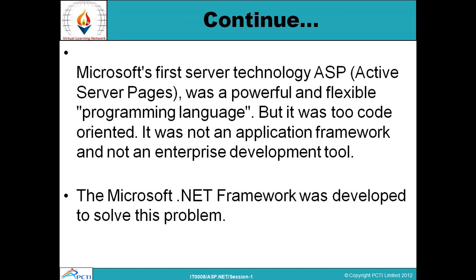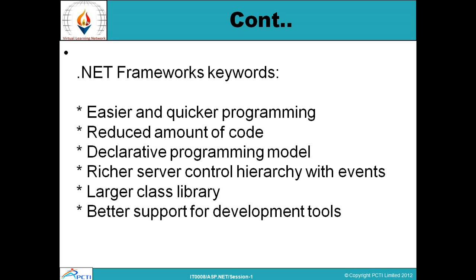Microsoft's first server technology, that is ASP, Active Server Pages, was a powerful and flexible programming language. But it was too code oriented. It was not an application framework and not an enterprise development tool. So the Microsoft .NET framework was developed to solve this problem. Right? The .NET framework's key features are easier and quicker programming possible with ASP.NET, reduced amount of code, a declarative programming model, a richer server control hierarchy with events, a larger class library, and better support for development tools.